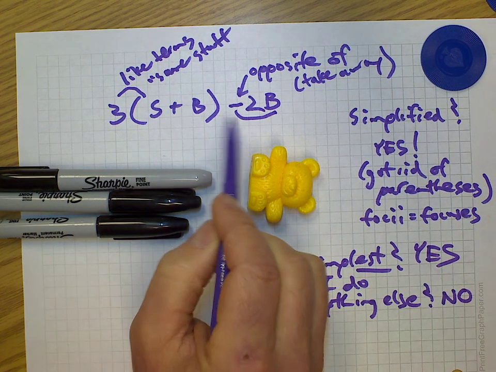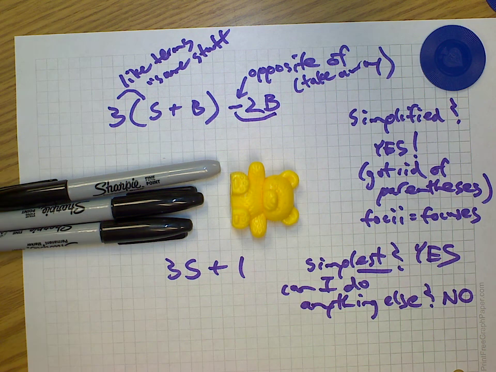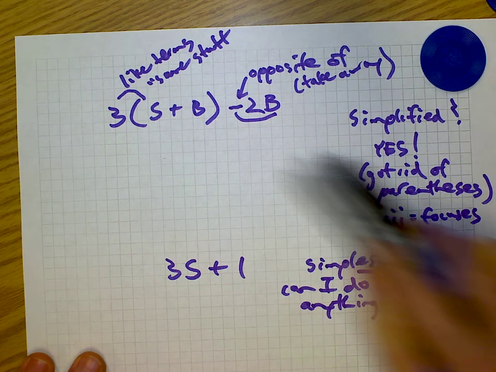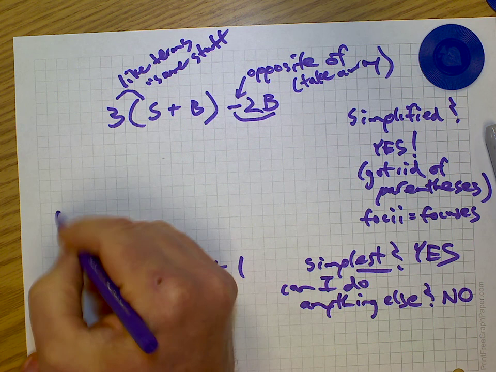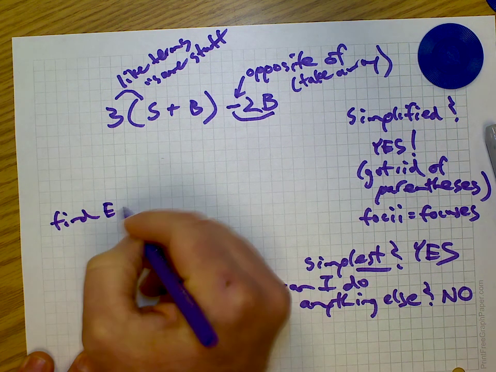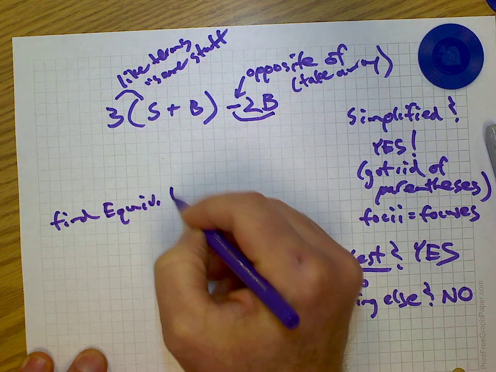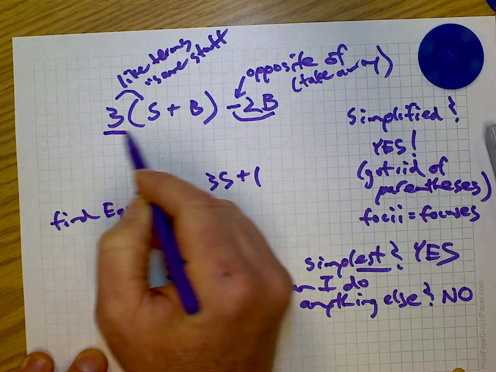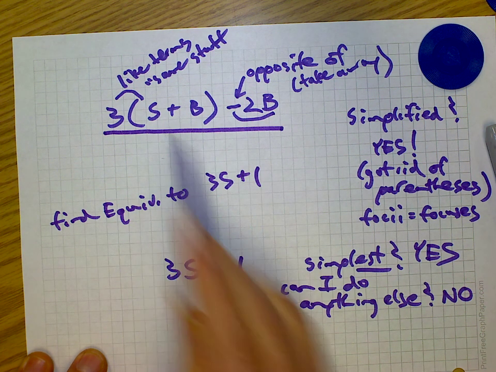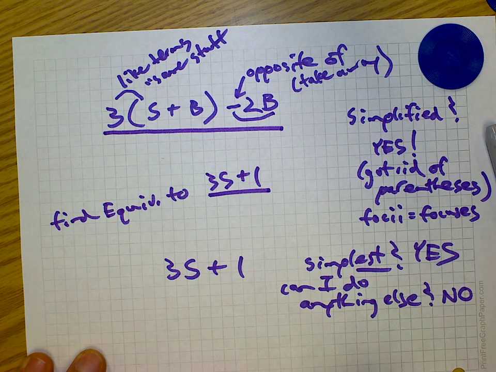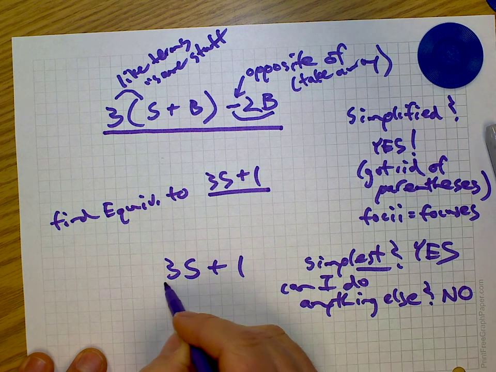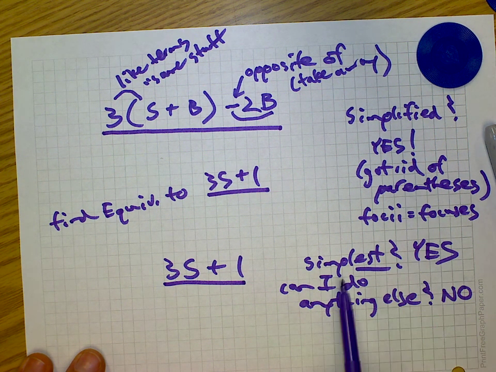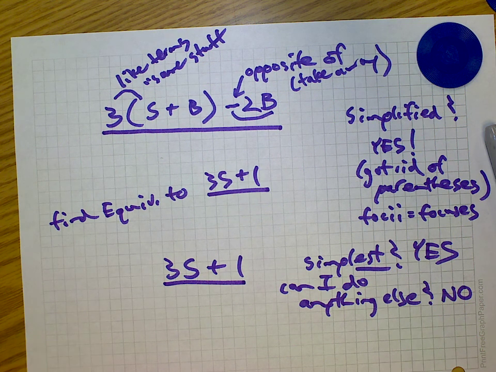So this whole thing here is 3s plus 1. So if I was being asked, find equivalent expressions to 3s plus 1, would you have thought that that is the same as that? Probably not. But now you know. It's a matter of reorganizing things, getting rid of parentheses, and asking a question. Can I do anything else?